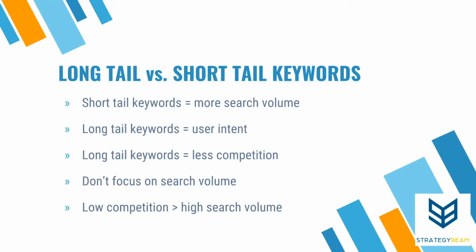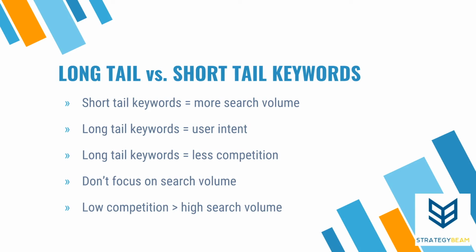Short tail keywords are things like Nike shoes, which are highly competitive. They have a lot of search volume, but they don't really show a lot of user intent. Long tail keywords are like women's running Nike shoes. It has more words in it, so people have to be more specific in what they're looking for. But because of that longer, more specific phrase, it shows better user intent.